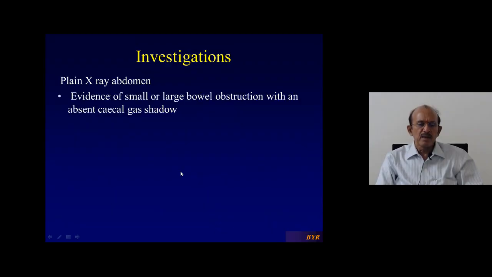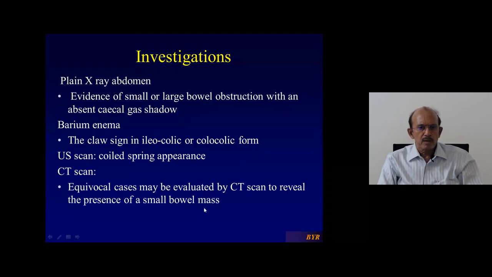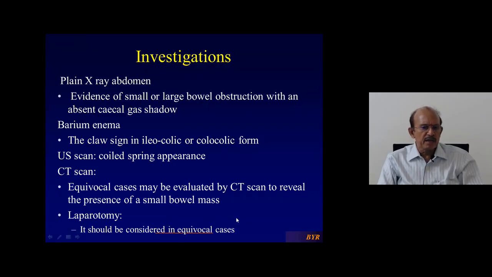Investigations: a plain X-ray abdomen will show evidence of small or large bowel obstruction with an absent cecal gas shadow. Barium enema is diagnostic. It shows a sign called the claw sign. Ultrasound scan shows a coiled spring appearance. Equivocal cases may be evaluated by CT scan to reveal the presence of a small bowel mass. A laparotomy should be considered in equivocal cases.